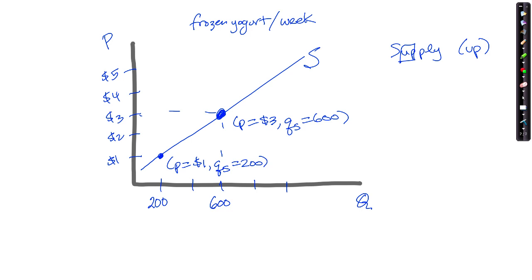That as we increase the price, the quantity supplied increases. As the price falls, the quantity supplied decreases. Gather them together and we're going to get an upward sloping line. Now, it doesn't matter whether your line is a straight line or a curved line.